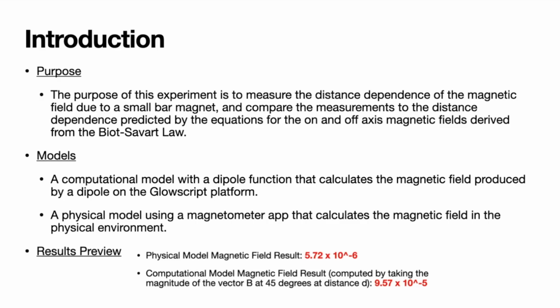A computational model is created to calculate the magnetic field, and a physical model using a magnetometer app is used to calculate the magnetic field. And here is a preview of those results, both magnetic field results. And we'll look at how we got here.